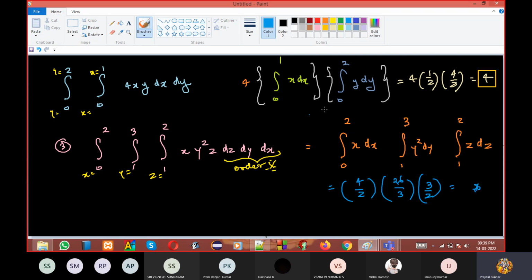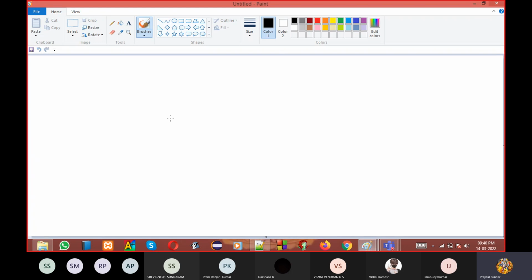Answer is 26, correct? Sit and solve slowly. I did it fast, so sit and solve slowly and check the answer. Okay, this is one concept.